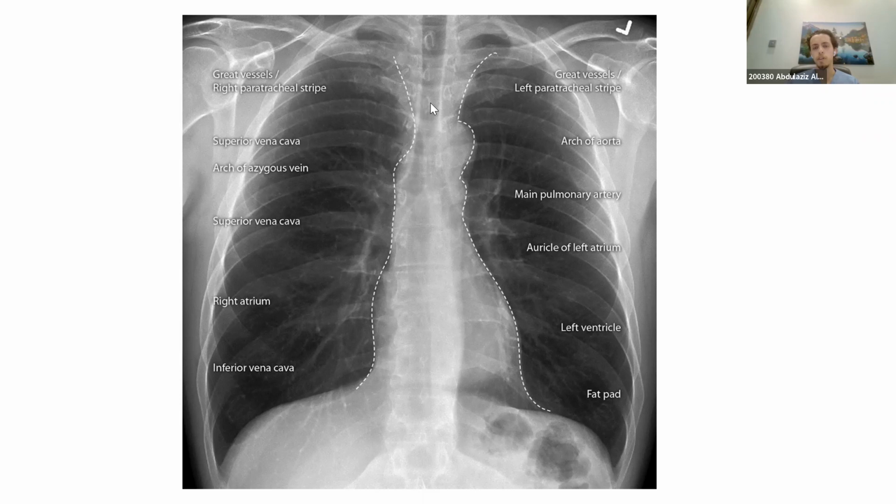And then we go from the left side. Now, this major knuckle, as they would call it, is the indentation created by the arch of the aorta. They love to ask this question, along with the arch of the azygous vein. You need to know all notches and all knuckles created by different vessels and different chambers of the heart. And this minor indentation is made up by the main pulmonary artery. Okay.